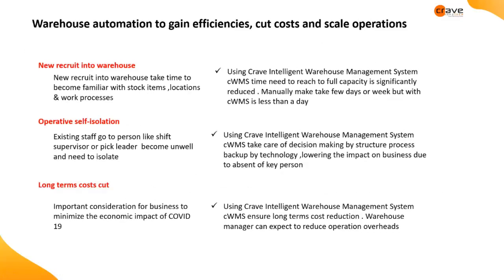So how does this mobile application help, right? For new recruits in the warehouse, you don't have to do a huge knowledge transfer because the knowledge is already built into the mobile application. They just need to follow. Operative self-isolation: existing staff, a person like a shift supervisor or pick leader, become unwell and need to isolate. So using our management system, decision-making is taken care of by structured process, as I mentioned, backed by technology, lowering the impact on business due to absence of a key person. And the same thing is the long-term cost cuts. Our research indicates that we bring to the table up to 80% total cost of ownership saving compared to doing it without the application.